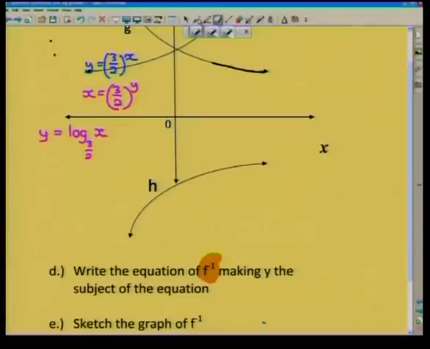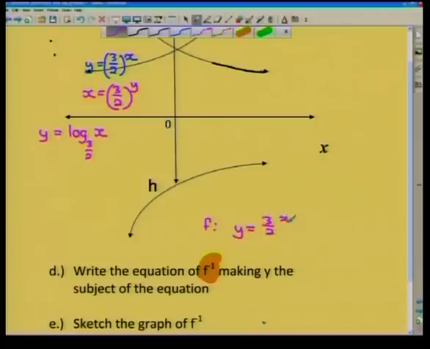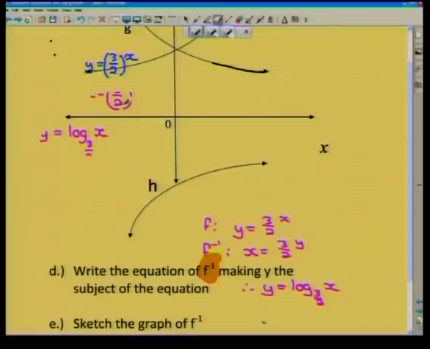So in the actual working, you would have started over here. To help them, I think I would have set it out like this. I would have said f is y = (3/2)^x. So f^-1 is x = (3/2)^y. That helps my examiner to see how I'm thinking. And then therefore, y is equal to log to the base 3/2 of x. Nice and simple to write that down.